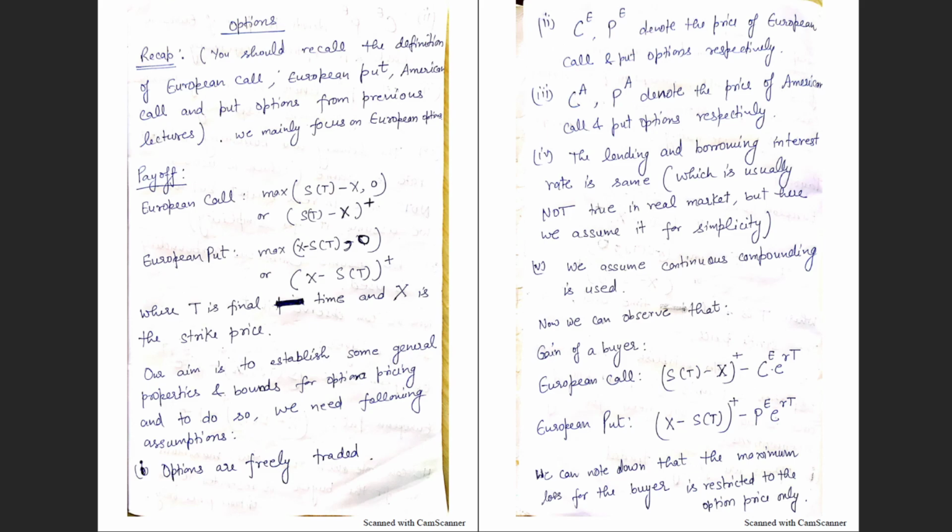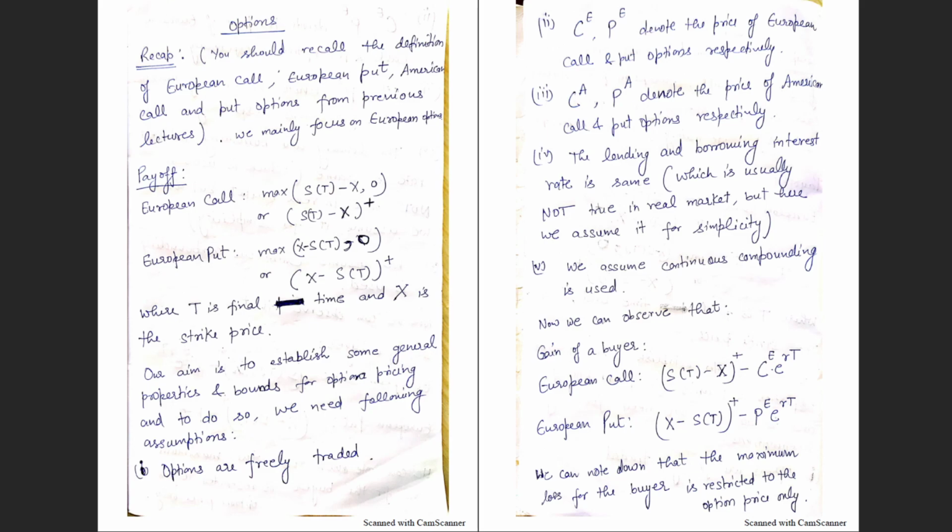And fourth is that lending and borrowing interest rates are the same. This is not happening in the market, right? But for simplicity, we assume it here. Suppose I borrow from a bank, they charge a higher interest rate than what they pay me if I lend to them. Of course, we all know, right? But for simplicity, we have assumed here that lending and borrowing interest rates are the same. If not, things will be more complicated, right? We also assume that continuous compounding is used.